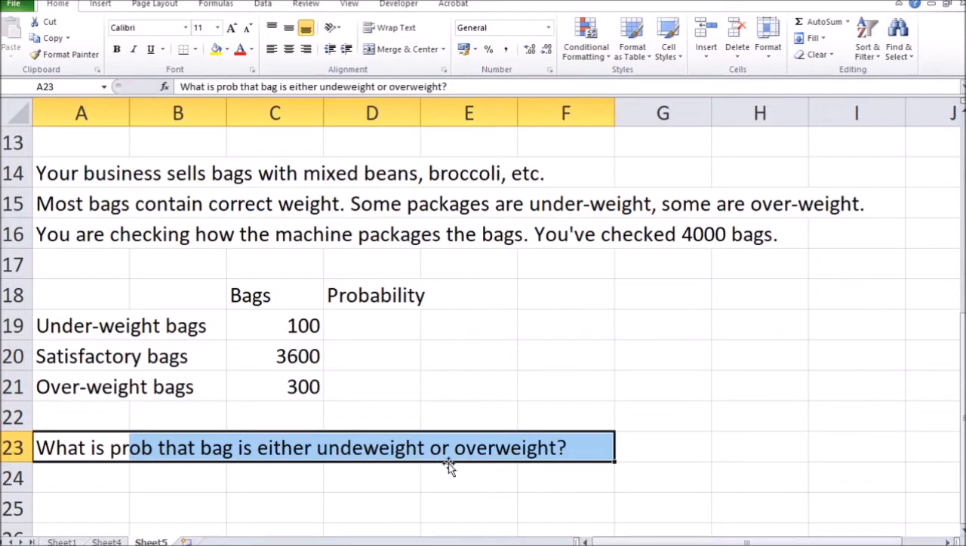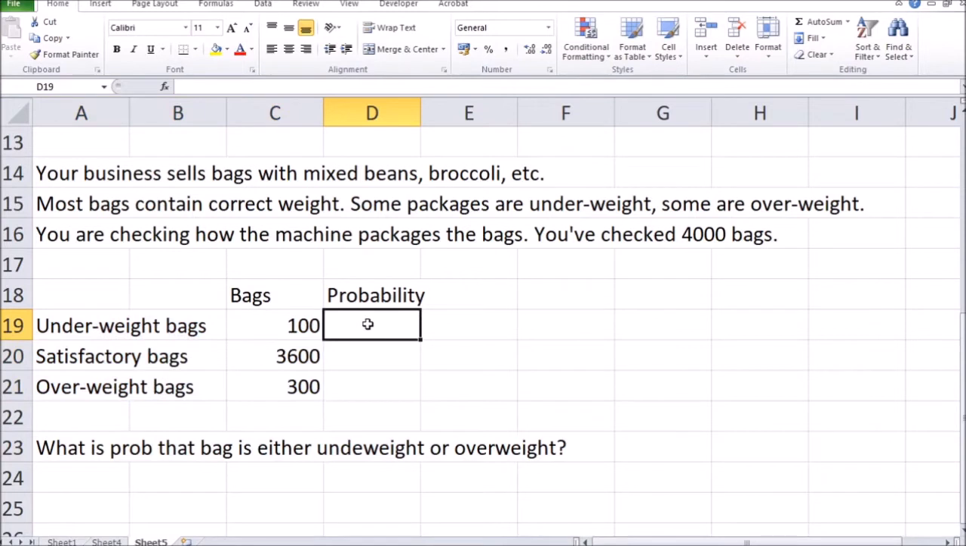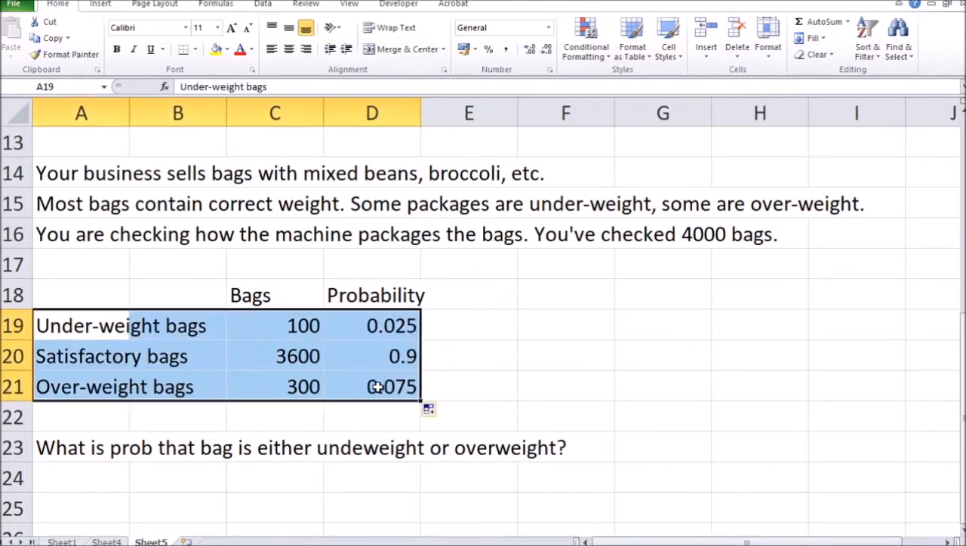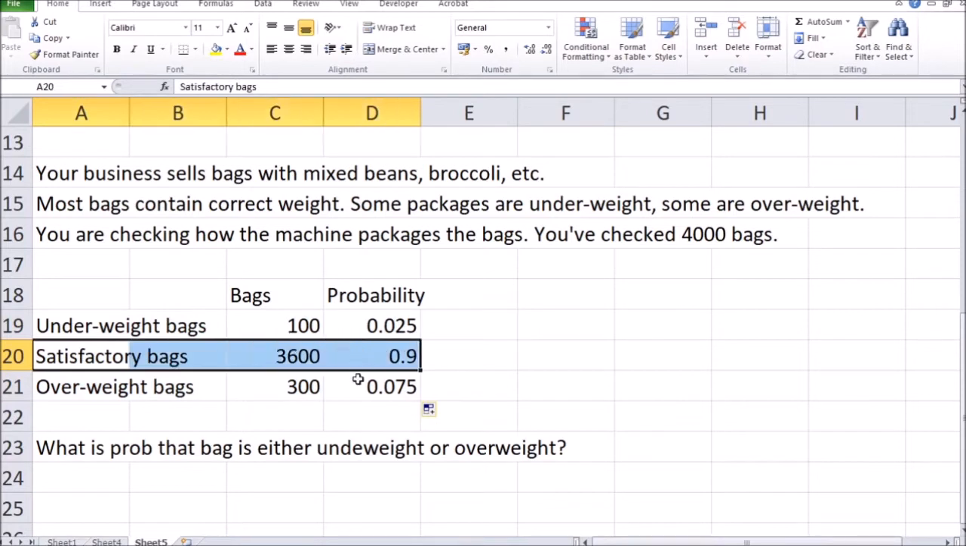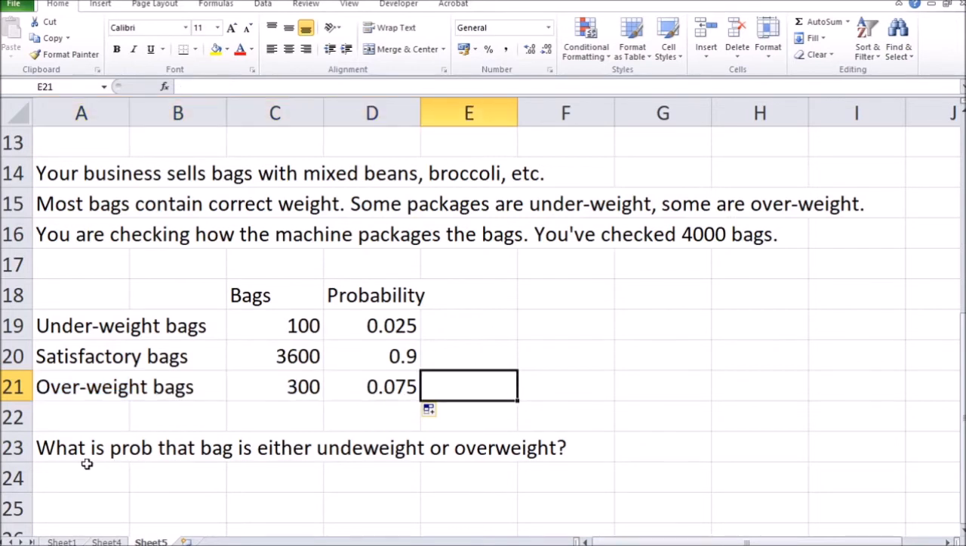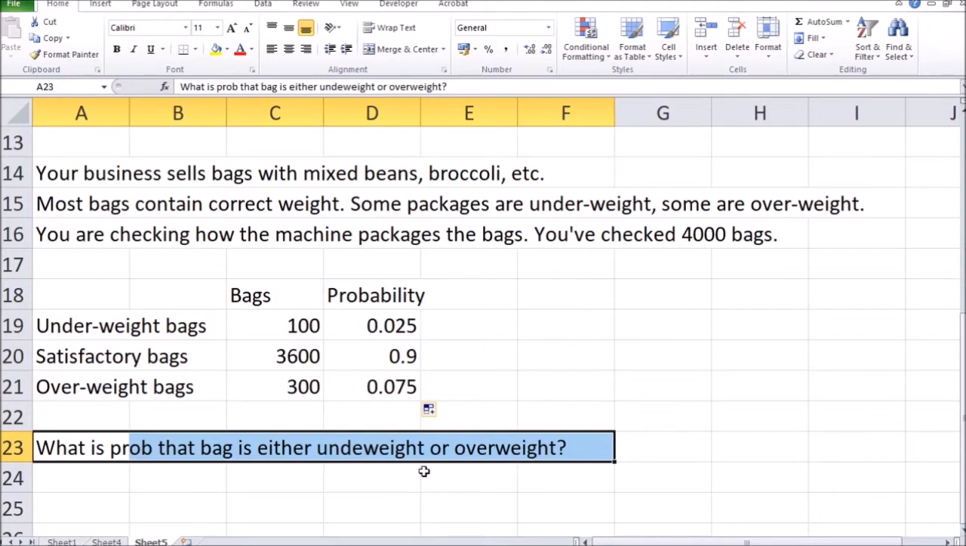So we have an addition of probabilities for these two outcomes. First, let's calculate the probabilities for each of these outcomes individually, and we're going to use empirical probability. The sum over here is, of course, 4,000 bags. The empirical probability of a bag being underweight is 100 divided by the total number of bags, which is 4,000, so that's a 2.5% chance. Copy that to the other outcomes, and we have a 90% chance that the bag is fine, and a 7.5% chance that the bag is overweight.